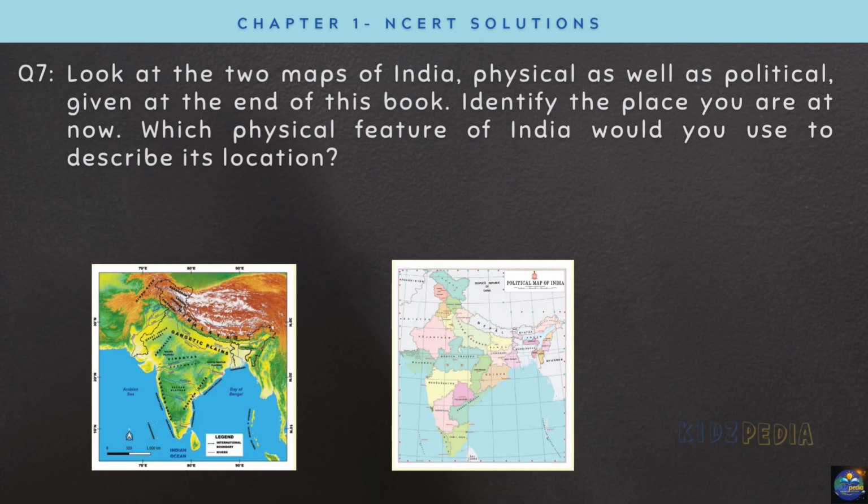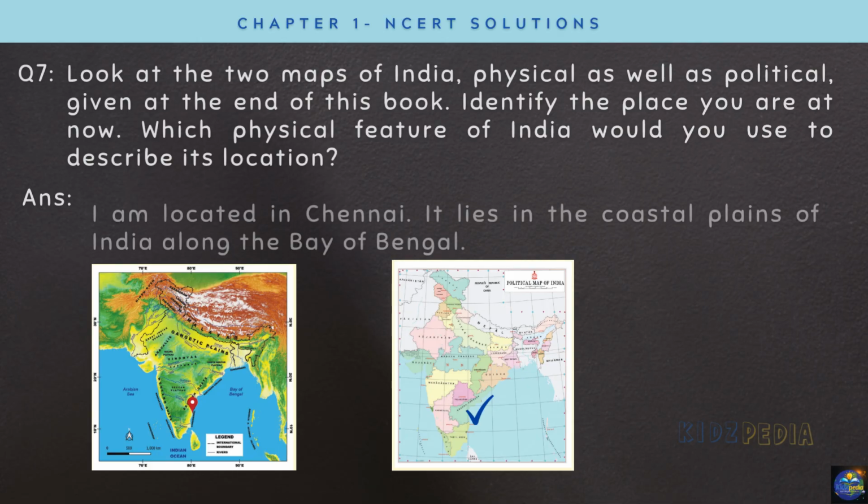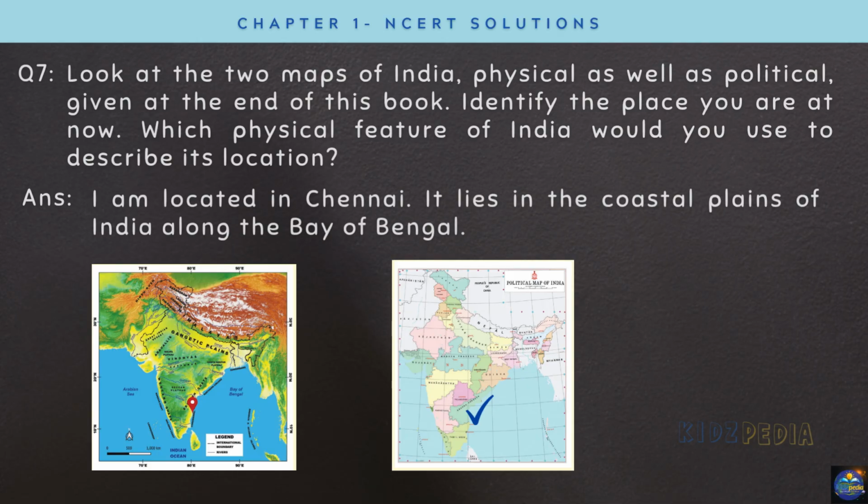So first identify which place in the political map. Here, for example, Chennai. Then using the physical map, we find which physical feature it belongs to. Chennai is located along the Bay of Bengal, so it comes under the coastal region. So you can write the answer like, I am located in Chennai. It lies in the coastal plains of India along the Bay of Bengal.